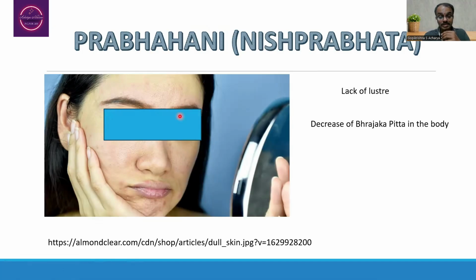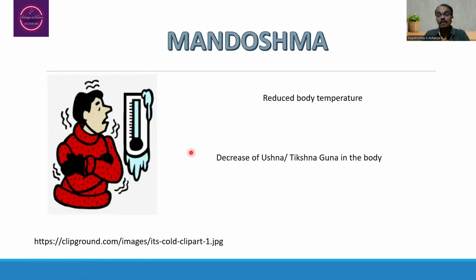Prabhahanihi. So here see the skin, that is some kind of luster, one kind of glow related to skin that will be lost. Here this may be observed because of the decreased Bhrajaka Pitta in the body. Bhrajaka Pitta, the location of Bhrajaka Pitta is Twak or skin. In that way, Pitta Kshaya we can able to understand.